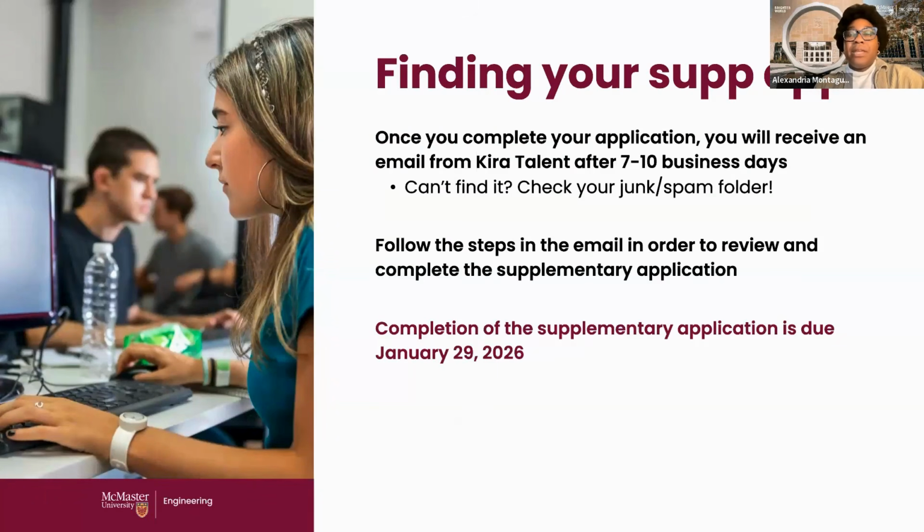Once you've submitted your application to McMaster, you'll receive an email from Cura Talent within 7 to 10 business days. If you don't see it in your inbox, make sure to check your junk or spam folder. It sometimes ends up there. When you find the email, just follow the instructions to access, review, and complete your supplementary application. A quick reminder, the supplementary application is due January 29th, 2026. So be sure to give yourself plenty of time.